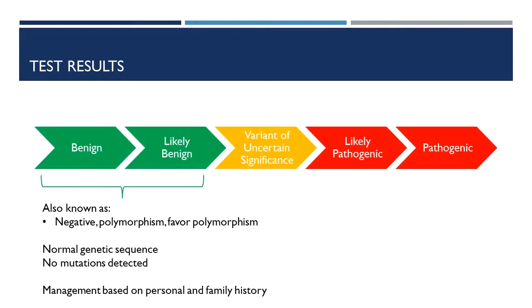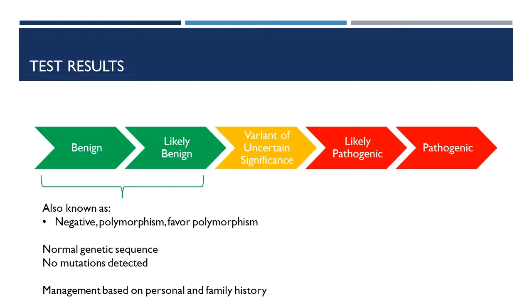The three possible genetic results include negative, positive, and uncertain, which encompass variants classified across the spectrum you see here. A negative result indicates that either there were no variants identified or that the variants that were identified are of no clinical significance. Cancer screening and management for patients with a negative result are based on personal and family history.